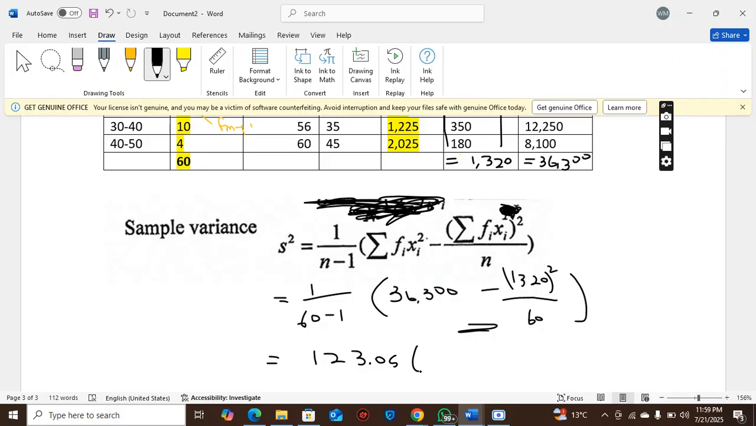Okay, but just wait. Yes, colleagues, are we all getting 123.05?